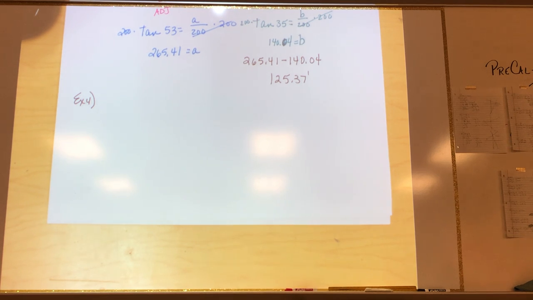A swimming pool is 20 meters long and 12 meters wide. Don't draw it yet, okay? The bottom of the pool is slanted so that the water is 1.3 meters at the shallow end and 4 meters at the deep end. Do you understand? You see what's going on? Find the angle of depression of the bottom of the pool.